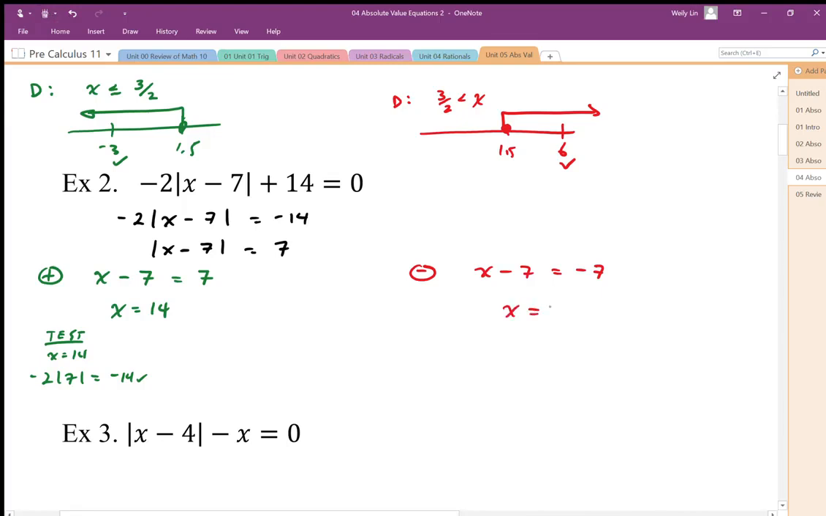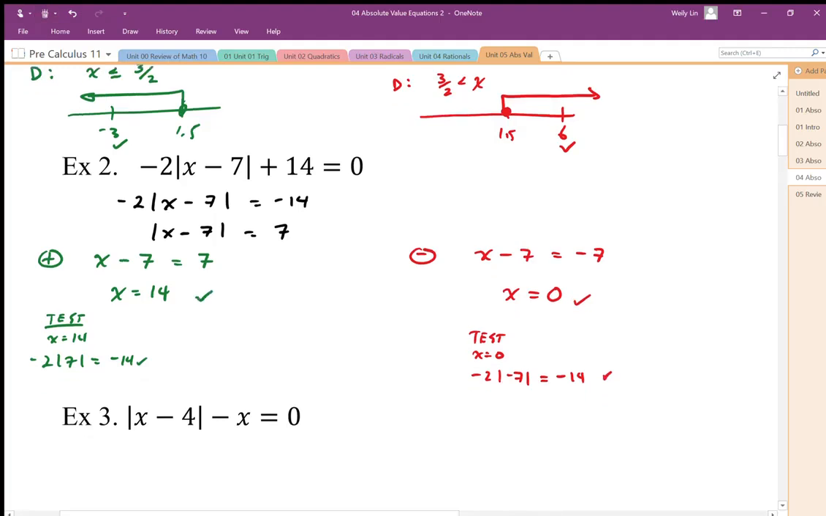Okay, so solving the other situation here, I'm going to take away 7. No, sorry, add 7. So I end up with x equals 0. So again, we test x equals 0. If I plug it in, I end up with -2 times absolute value of -7 equals -14. Okay, well that's going to be positive 7 times -2 equals -14. So those are both valid solutions. They are not extraneous.